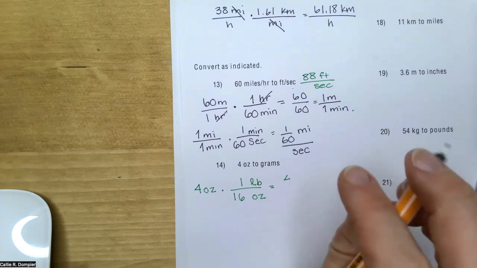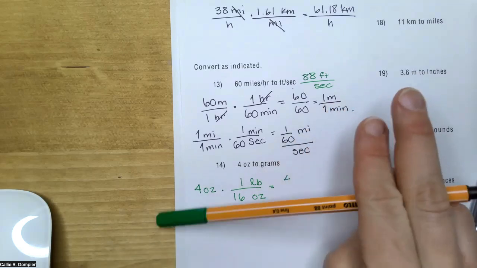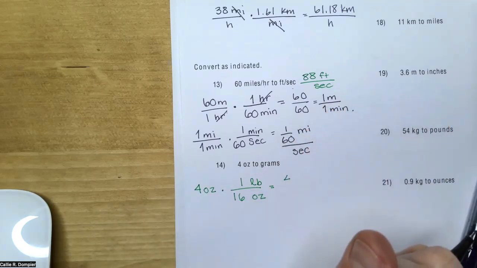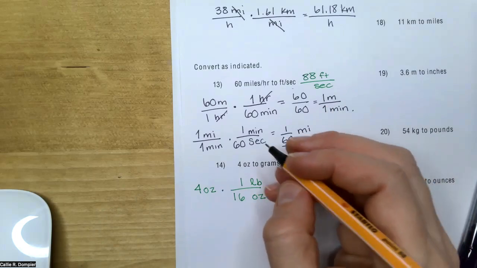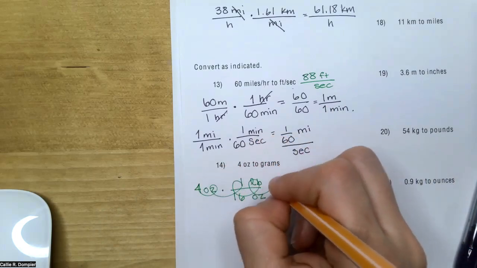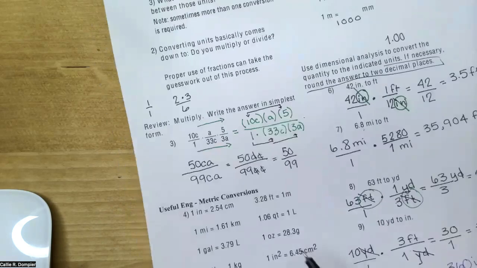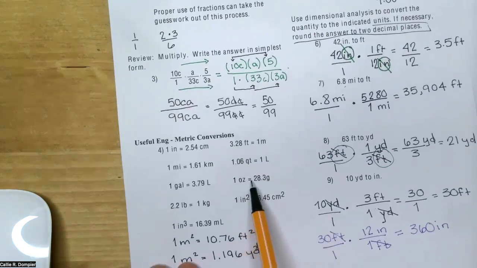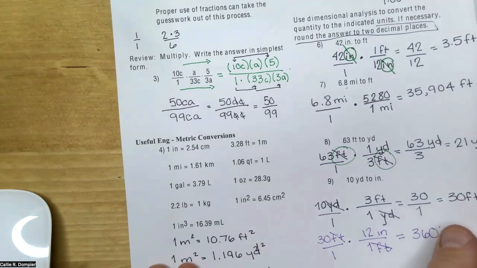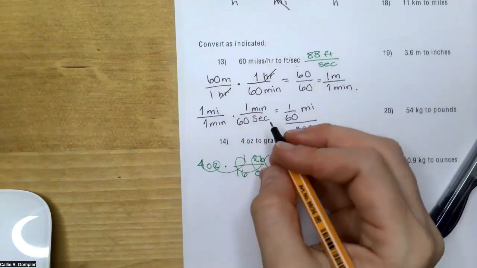No, that doesn't. Is there a better one? 1 ounce is, okay. So there are 16 ounces in a pound. That is true. But there's also 28.3 grams in 1 ounce. I think that one will help us get to grams faster.